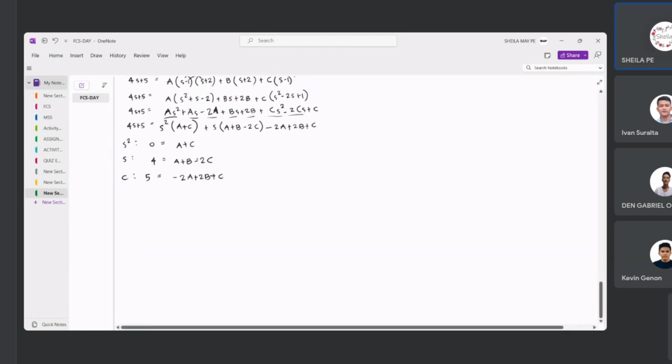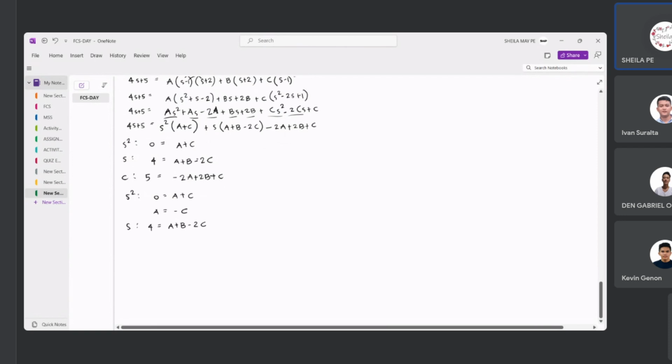Okay. Now, based among the three equations, class, the equation for S squared is simpler. So from S squared, we have 0 equals A plus C. I want to have A. So A equals negative C. Okay. Now I want to manipulate next the equation for S. So that's 4 equals A plus B minus 2C.